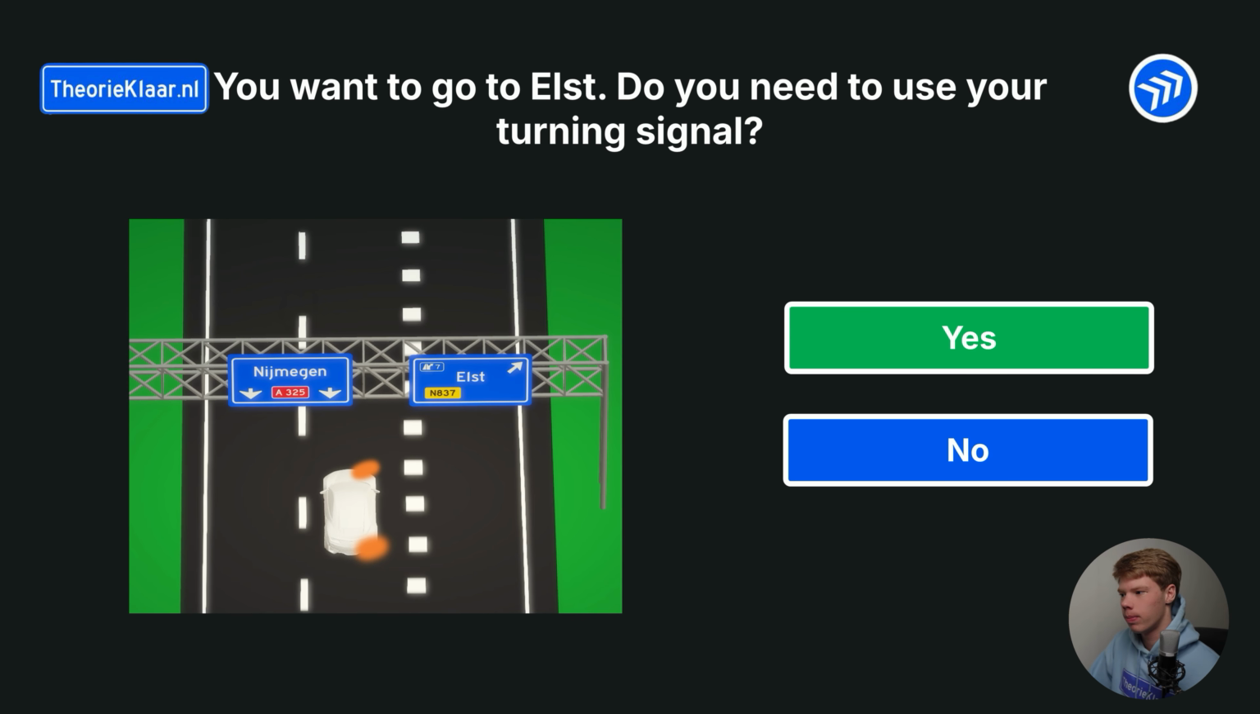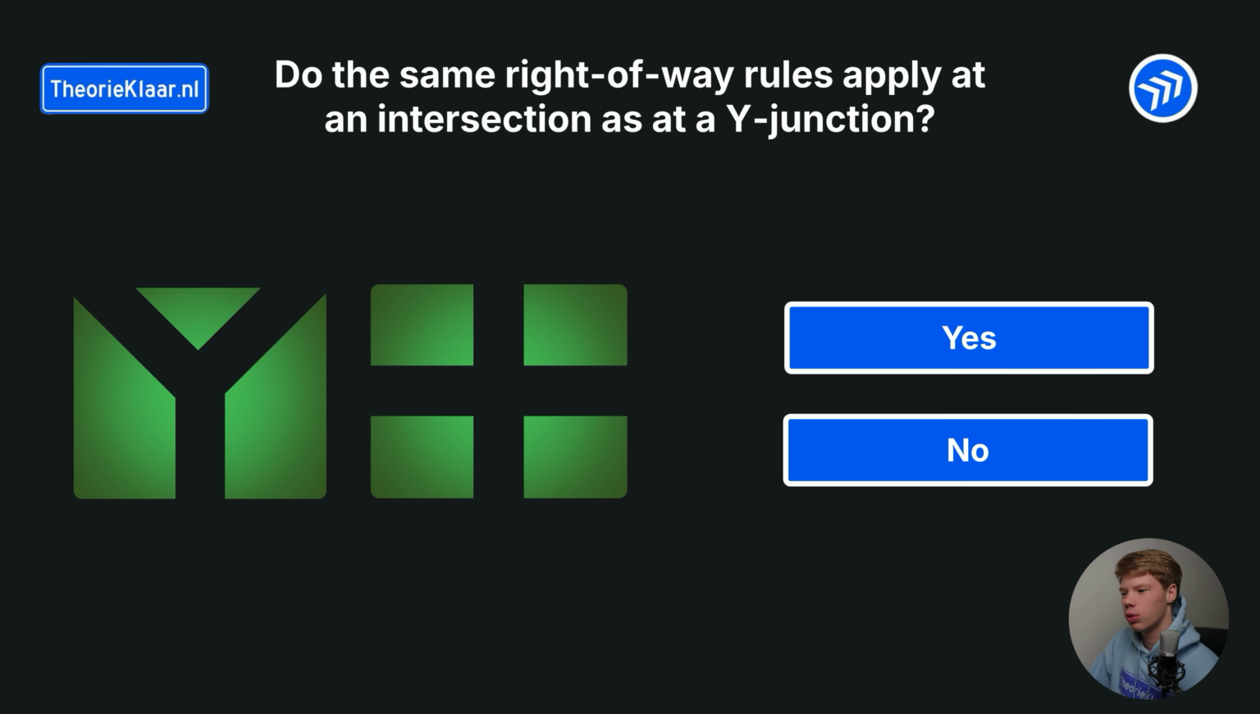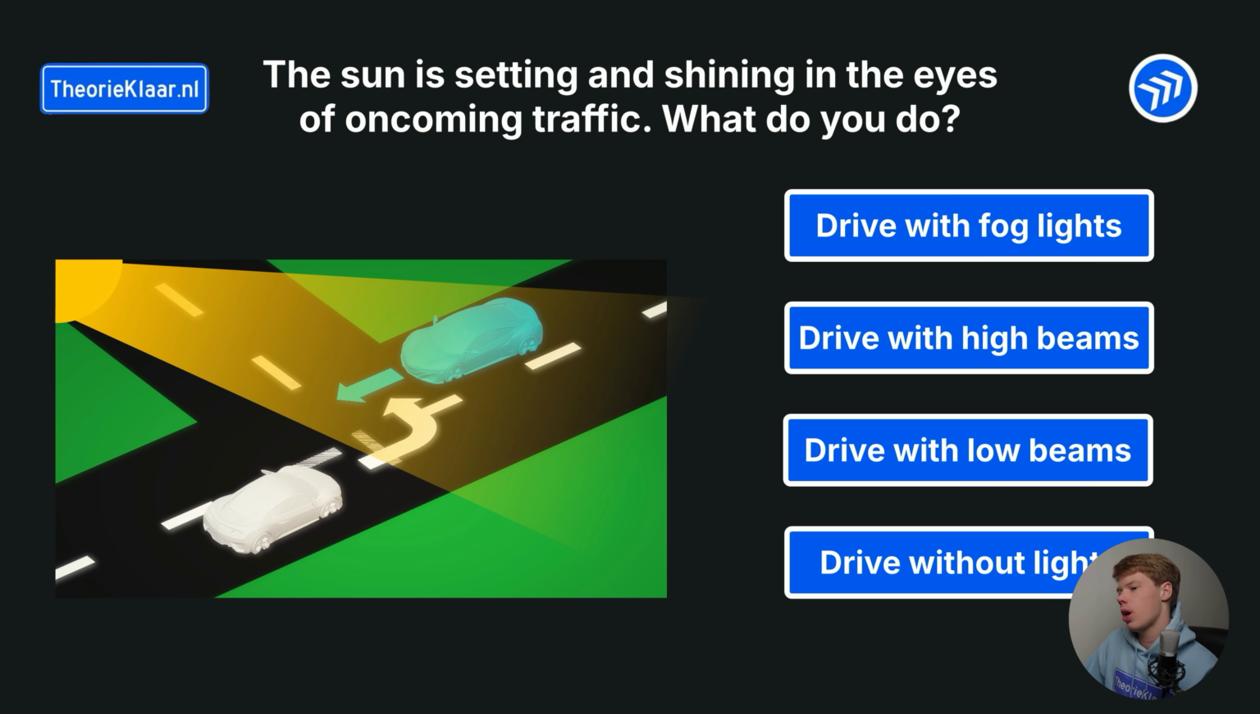That is mandatory. And do the same right-of-way rules apply at an intersection as at a Y junction? Then the right answer is yes. At a T junction, Y junction and intersection without priority signs, the same priority rules apply. So that means drivers crossing from the right have right-of-way. And for oncoming drivers, first the drivers driving straight ahead, then drivers making a small turn, and then the drivers making a large turn.